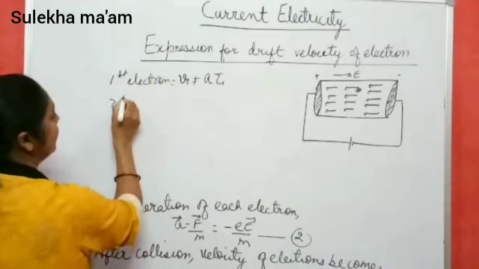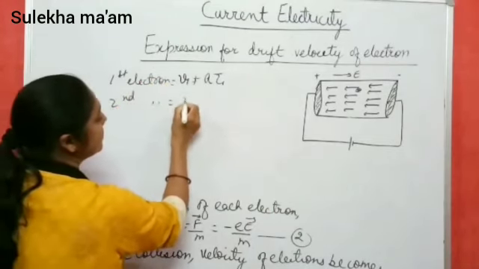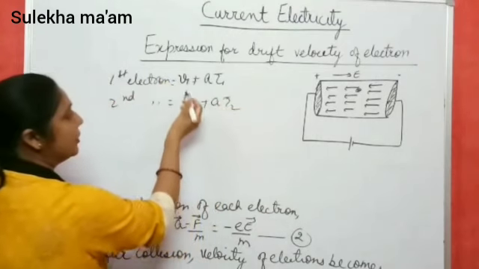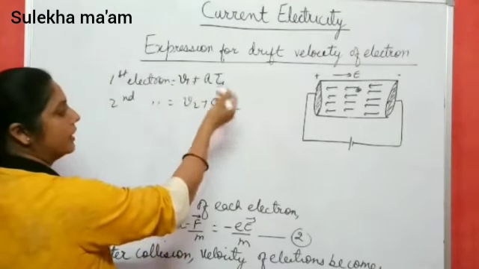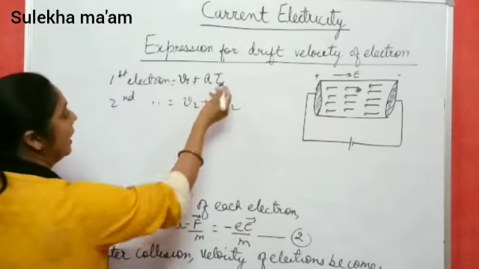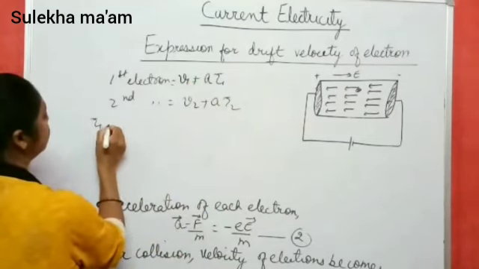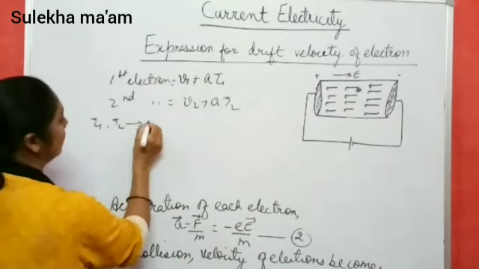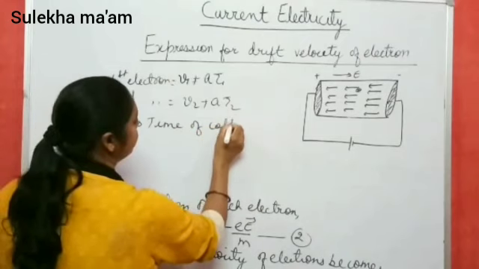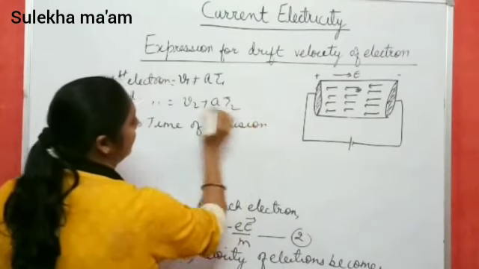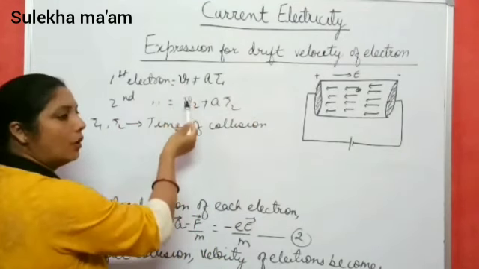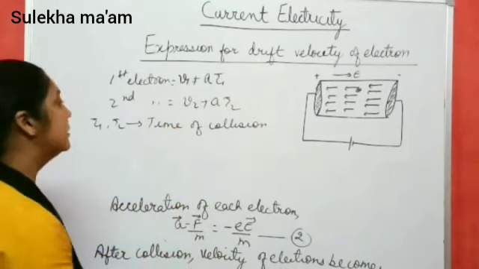In the same way, the velocity of the second electron becomes v2 plus a tau 2. v1, v2 are the initial velocities of the first and second electron due to the surrounding temperature, the thermal velocity. And tau 1, tau 2 are what? The time of collision. And if you take the average of all these velocities, you get the drift velocity.